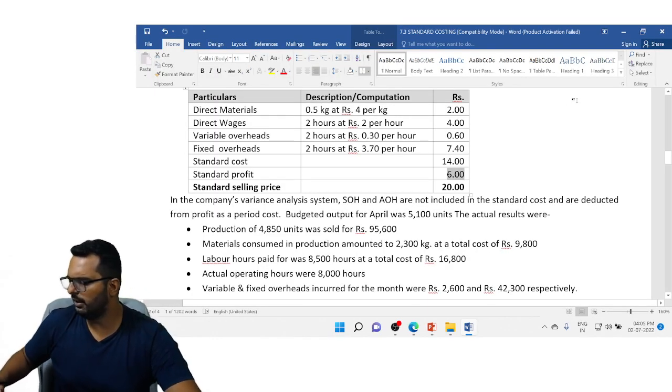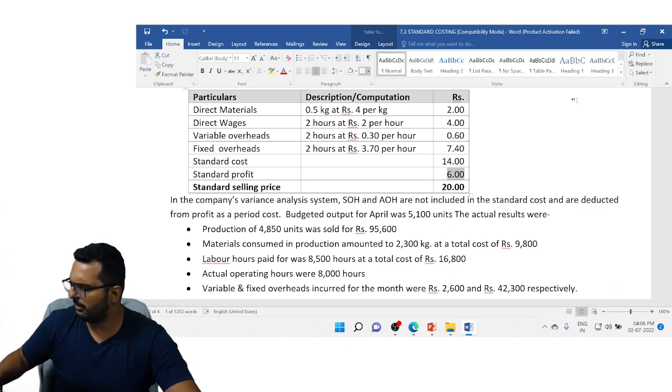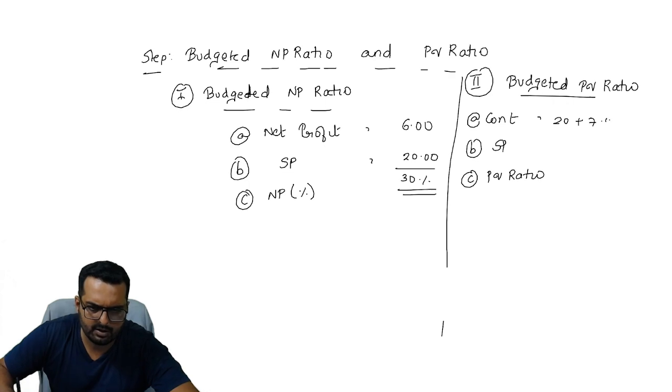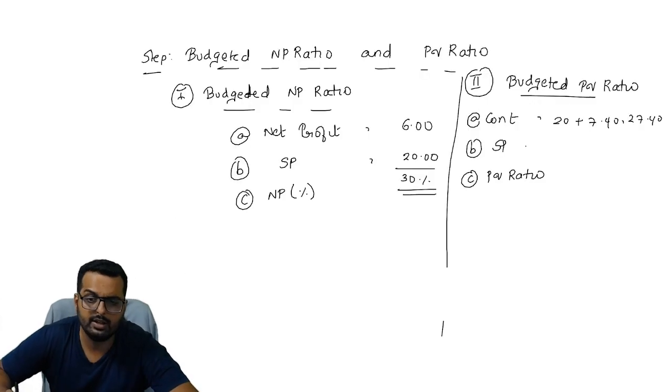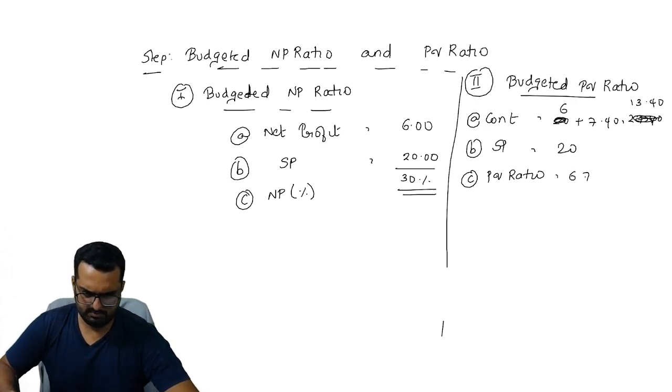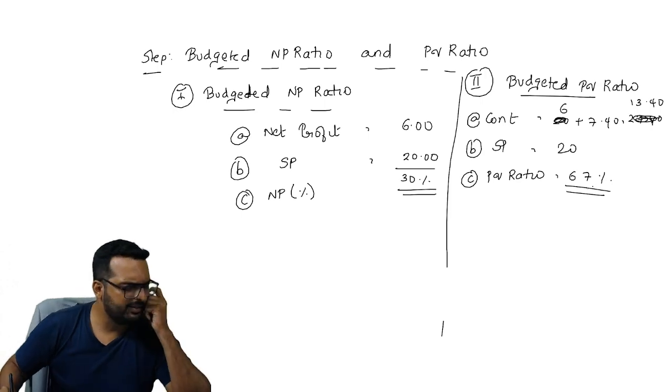20 is the profit. If I add fixed cost, that is 7.4. If I add, I'll get 20 plus 7.4. That is 27.4. Am I right? 20 is, sorry. 6 plus 7.4. That will be 13.4. Selling price is 20. Do I get the answer as 67%? Please write down.